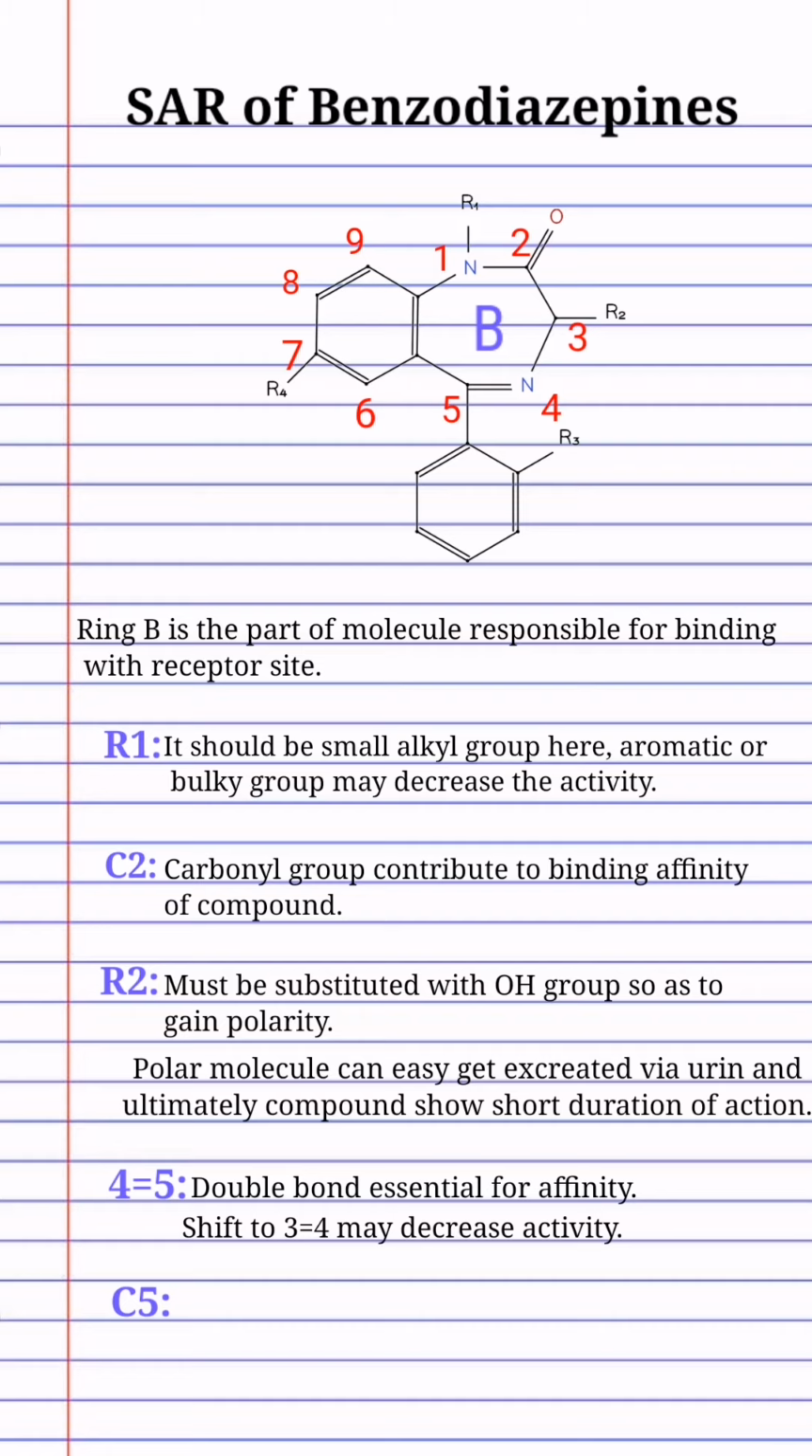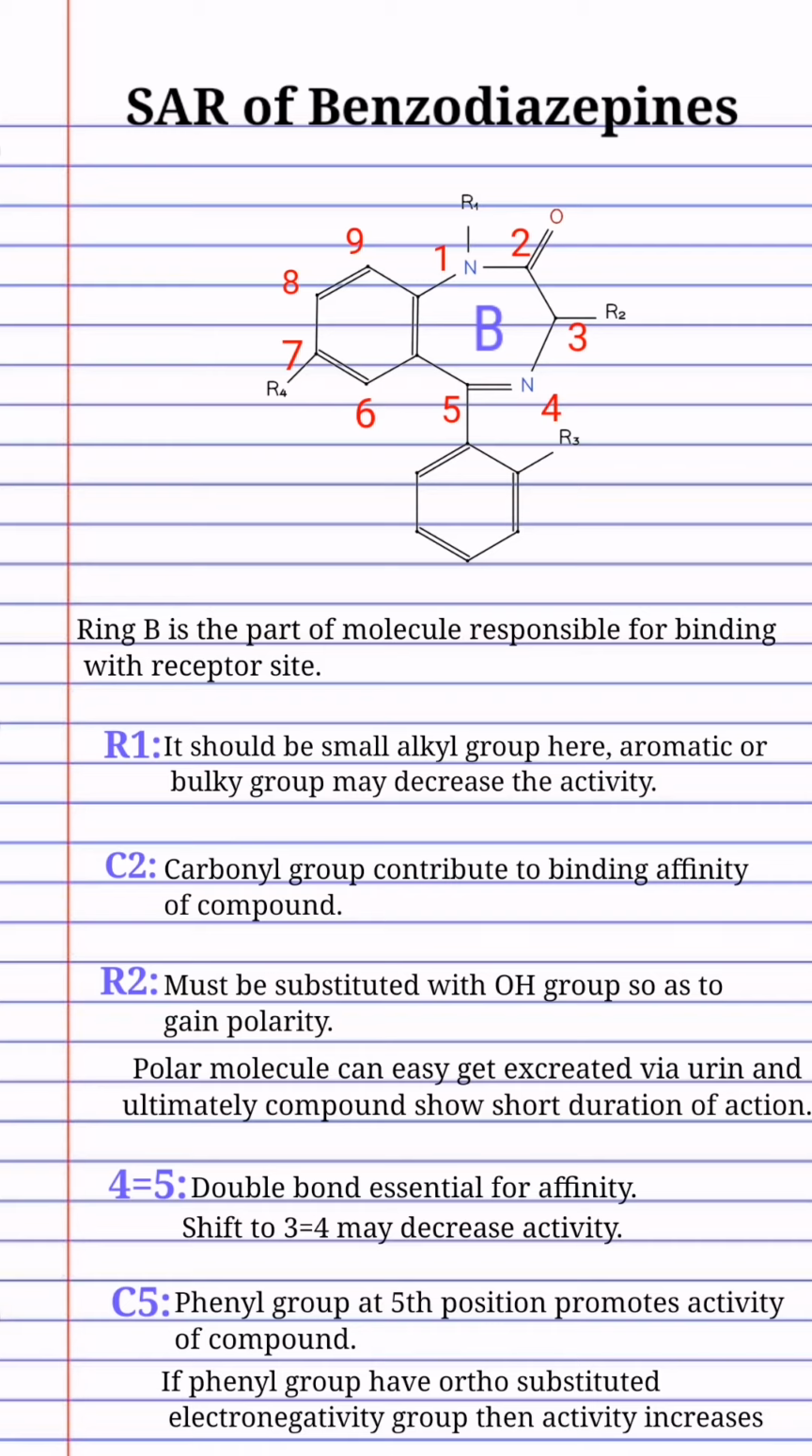A phenyl group at the fifth position promotes the activity of the compound. If this phenyl group is ortho or diortho substituted with electronegative groups, it will increase the activity of the whole compound. Para substitution will decrease the activity of the compound.